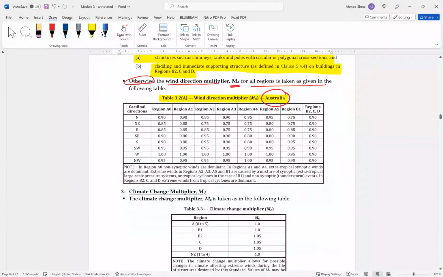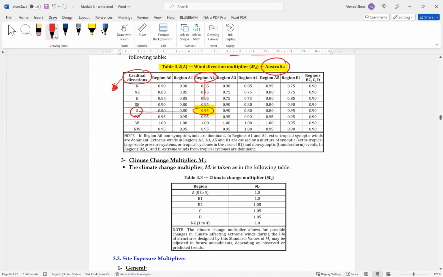This table gives us the wind direction multiplier, MD. So depending on the region, let's say we are in region A2, and depending on the direction you are calculating for, the cardinal direction, let's say you are in the south direction, this will be our MD. So MD in this case is 0.95. This is MD, just a simple multiplier.